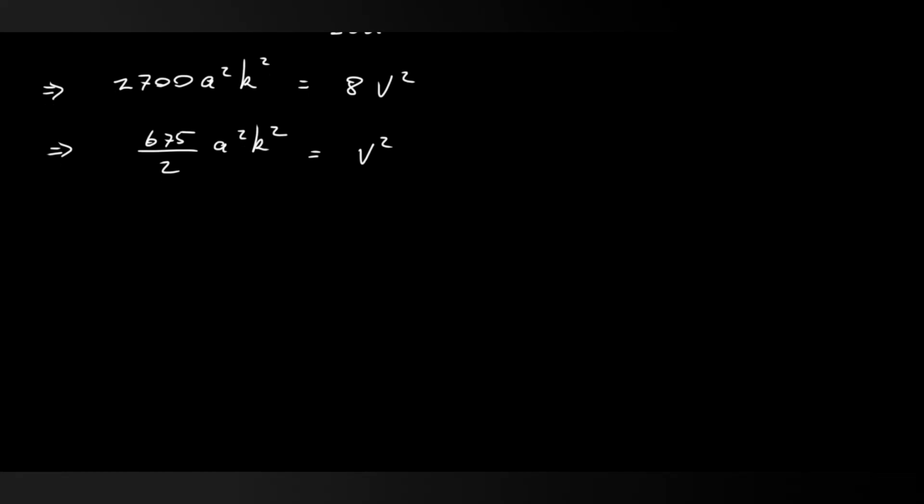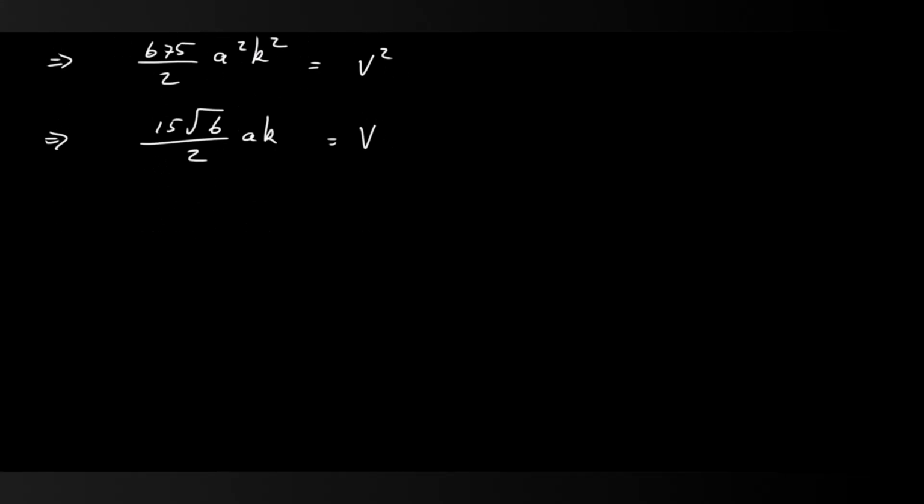So now what I've got to do is square root both sides. So square root the right hand side will finally give me v, and on the left hand side I will get 15√6 over 2 ak. Okay, so now I've got v, so let's work out our total time then.